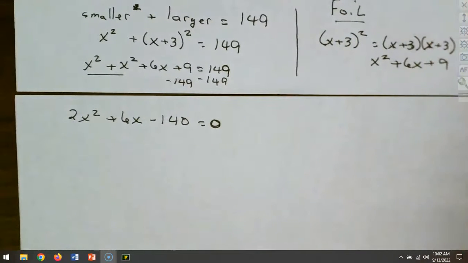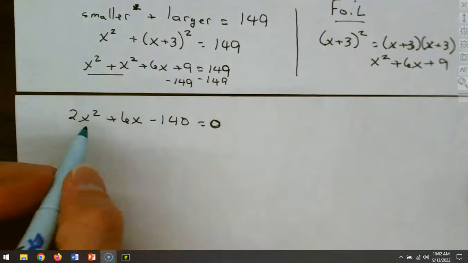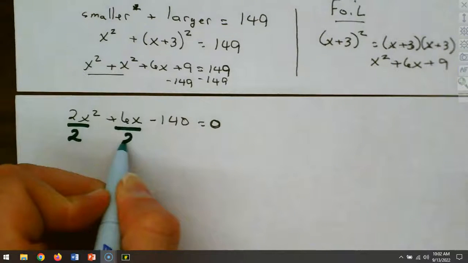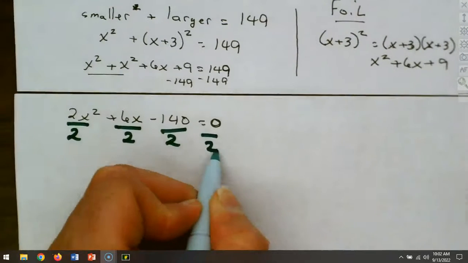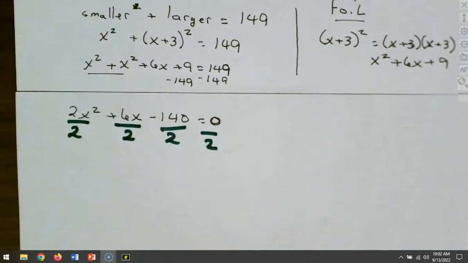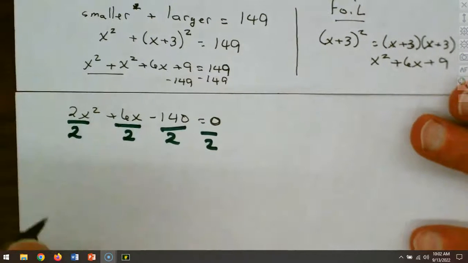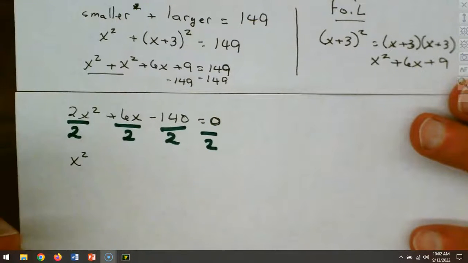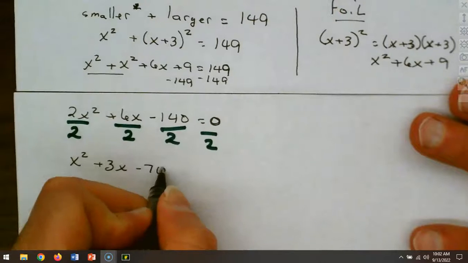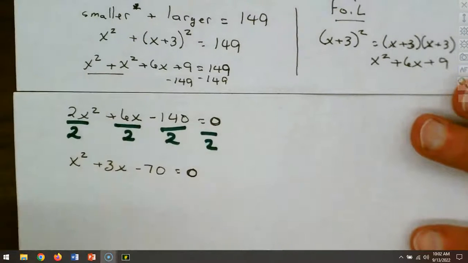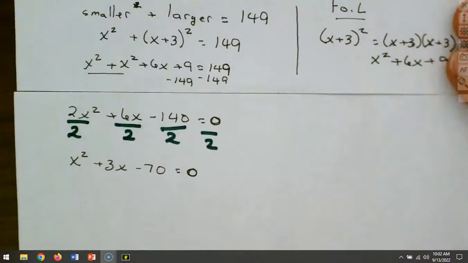Okay. Always, always, before you go to factor, make sure you can't divide anything out. When I look at these numbers, these are all divisible by 2 again. So we're going to divide everything by 2 to make our life easier. If you don't divide by 2, you're going to have to do factor by grouping. But if you divide by 2, it's going to make it so much easier. So now when I divide by 2, I get x squared plus 3x, minus 70. And that equals now what? That equals 0.